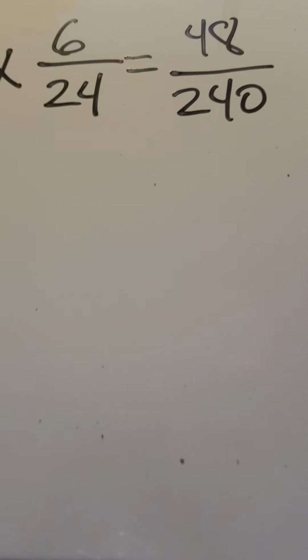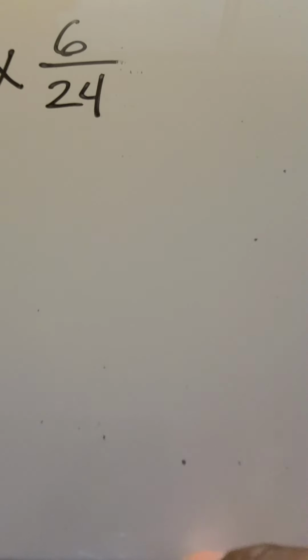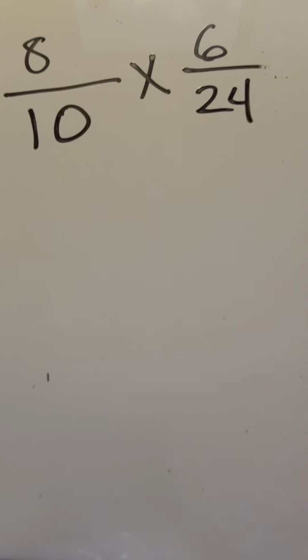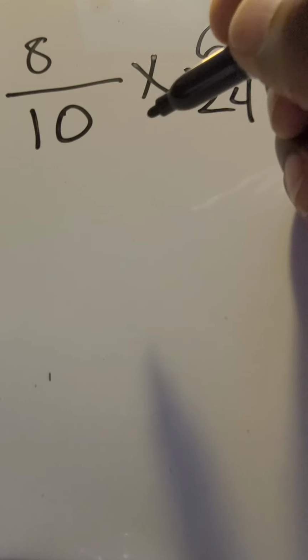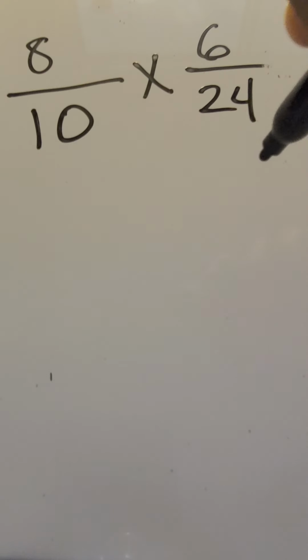we'll have to find our greatest common factor, and 48 and 240 may have too many factors for you to write down, especially if this is like a timed test or something. So what we're going to do is simplify these fractions in order to get the answer much quicker. Okay. So we're actually just going to simplify each fraction first.